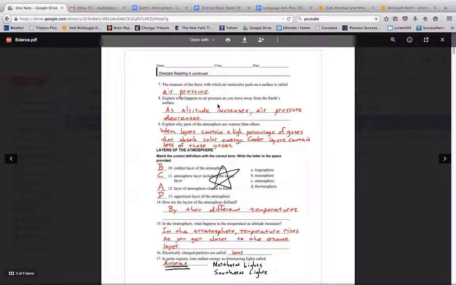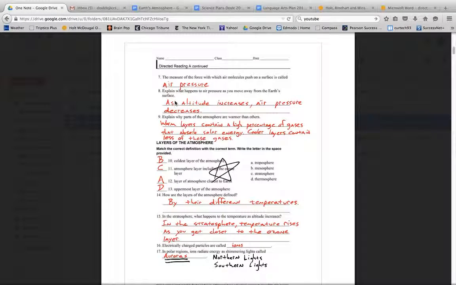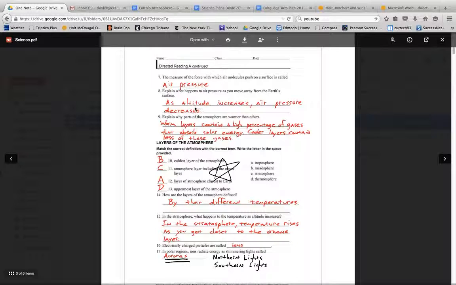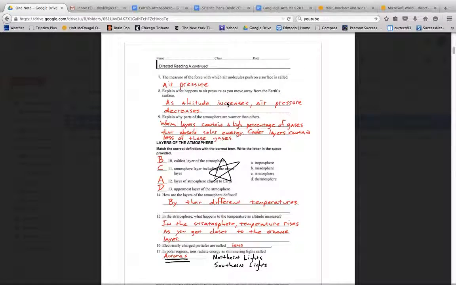Eight, explain what happens to air pressure as you move away from Earth's surface. As the altitude increases, air pressure decreases. So the further you get away from Earth's surface, the less air pressure there is. So that's why in the mountains, if you go up high in the mountains, it's like harder to breathe because there's less air pressure. Or if you go up in an airplane, your ears pop because there's less air pressure.